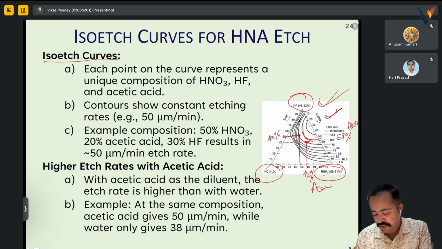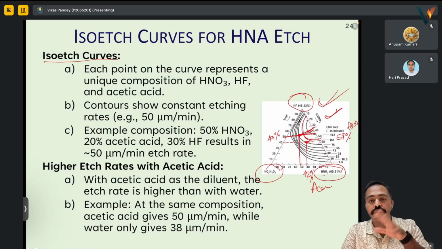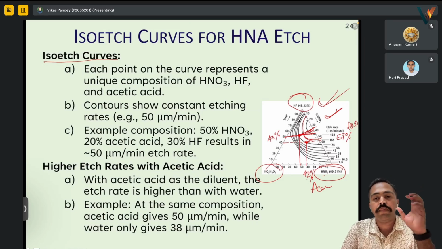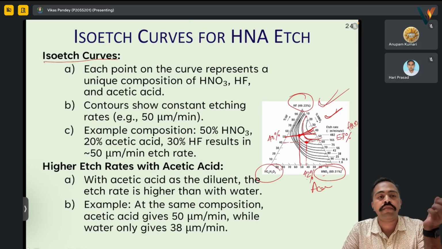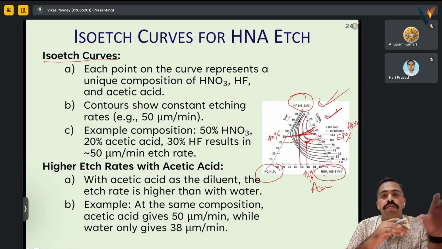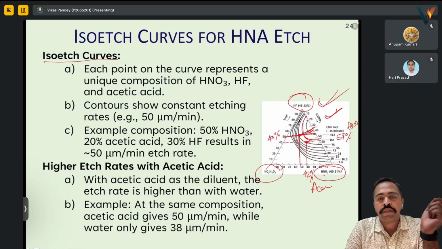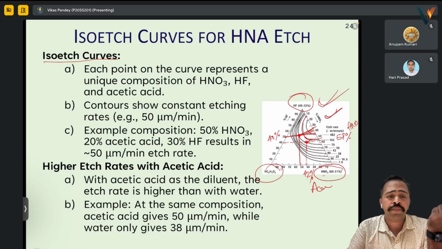It's a combination of these three in different ratios that will give different etch rates. And based on this, there is a curve, the iso etch curve, that is used to determine the etch rate. Since there are three components, we cannot plot it in normal rectangular coordinates. That's why such a curve is used.